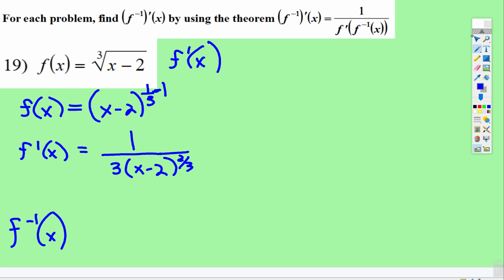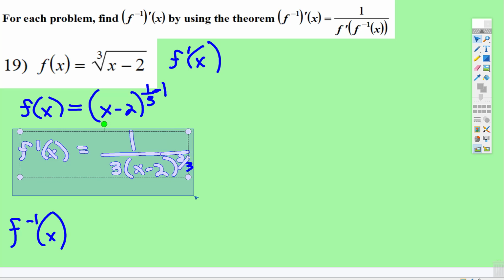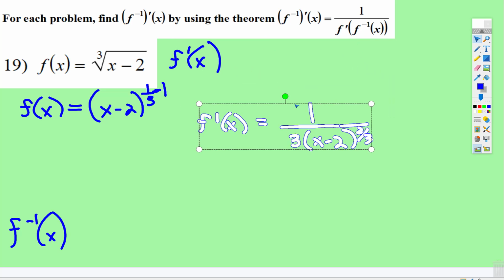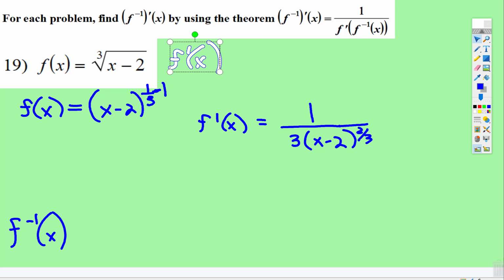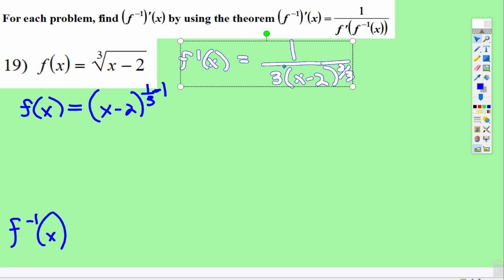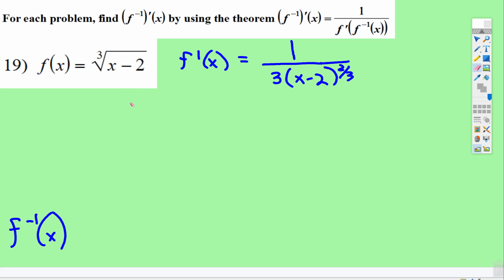So then the negative 2/3 brings the fraction to the denominator. And here we have our derivative function. I guess I didn't need to write that right there. So there's our derivative.